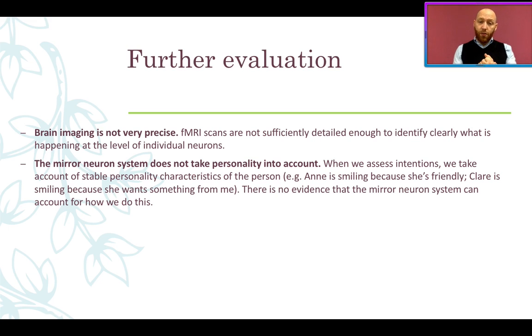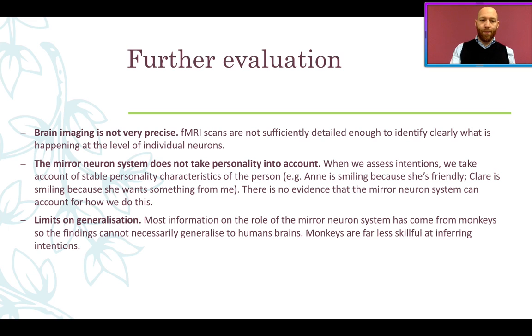The mirror neuron system does not take personality into account. If you think about intentions, how stable a person is, their characteristics and such, the mirror neuron account says there's pretty much one explanation for almost everything. And there's no evidence that the mirror neuron system can account for different types of intention driven by personality. So if I smile at you, am I smiling because I like you, or because I'm trying to elicit goodwill, or because I need something from you?